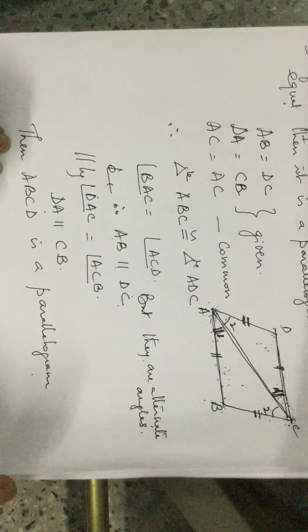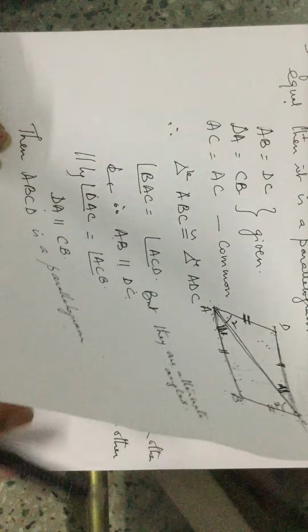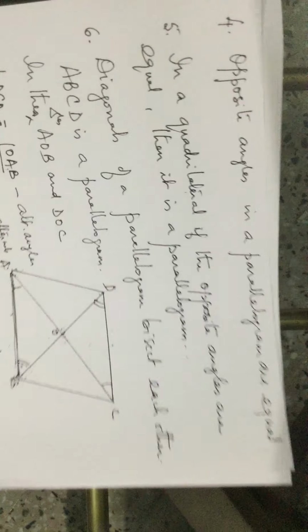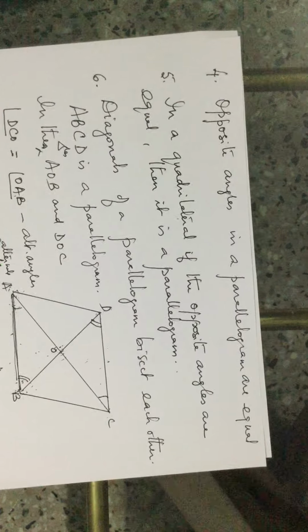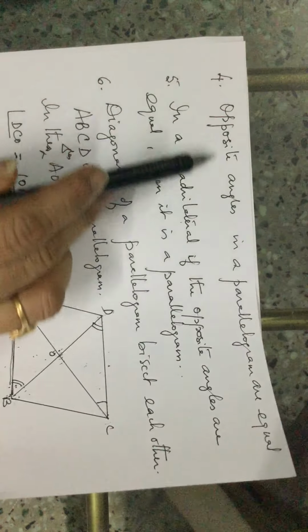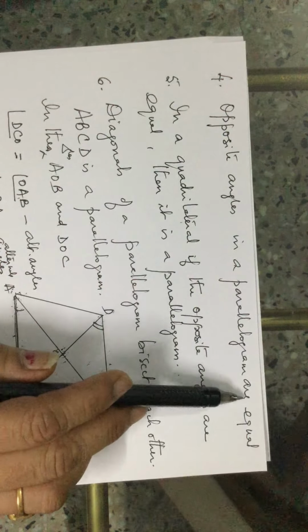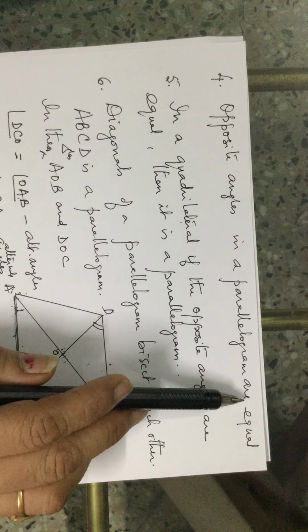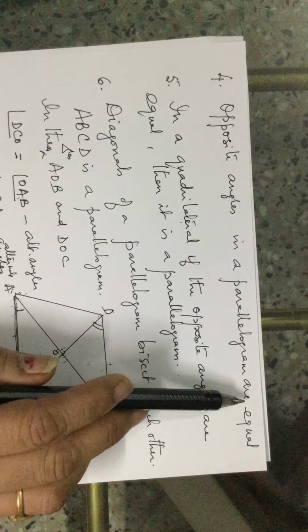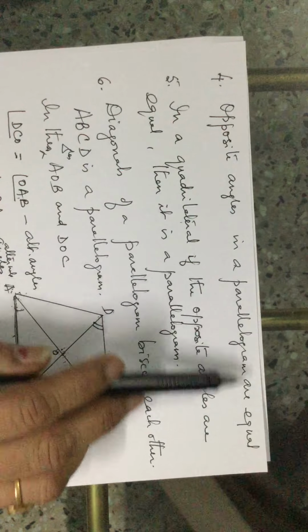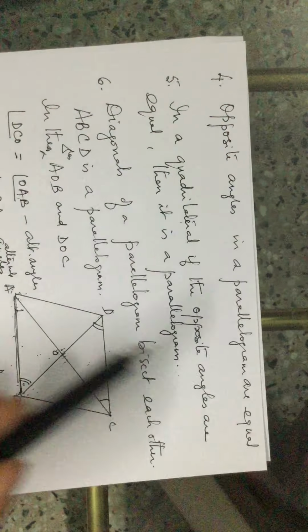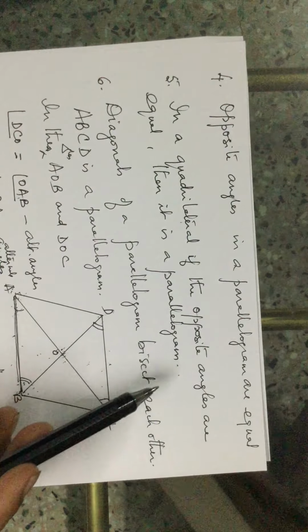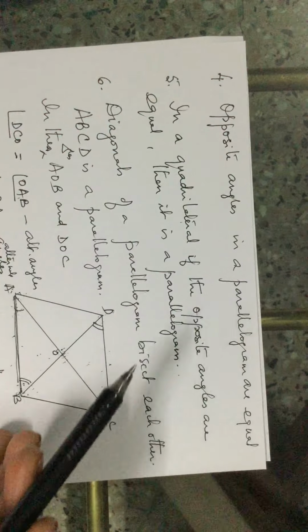Now coming to property number 4. In property number 4, you are learning that opposite angles in a parallelogram are equal. This you can do as an activity. You can draw many parallelograms of different lengths and find out whether the opposite angles are equal. You will always see that whichever parallelogram you draw, the opposite angles are always equal. So this is the 4th property, and the 5th property is the converse of property number 4.